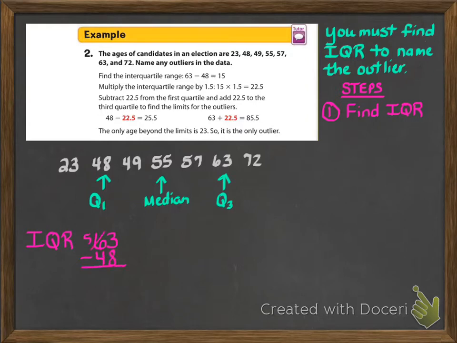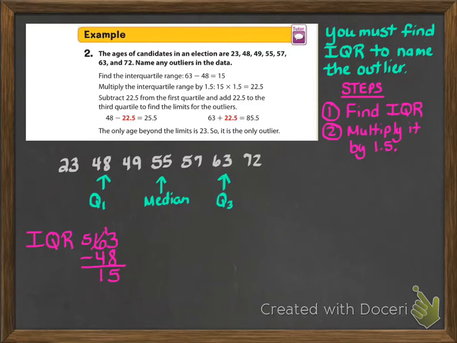So now that I have found my quartiles, I'm going to find my interquartile range, which means I have to subtract 63 minus 48, and I get 15. Now the second step we have to do is multiply our interquartile range by 1.5. This is part of the definition of what an outlier is.